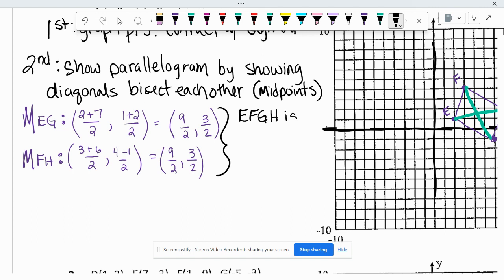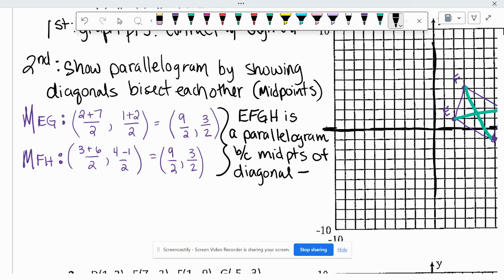EFGH is a parallelogram because the midpoints of the diagonals are equal. EFGH is a parallelogram because the midpoints of the diagonals are equal.